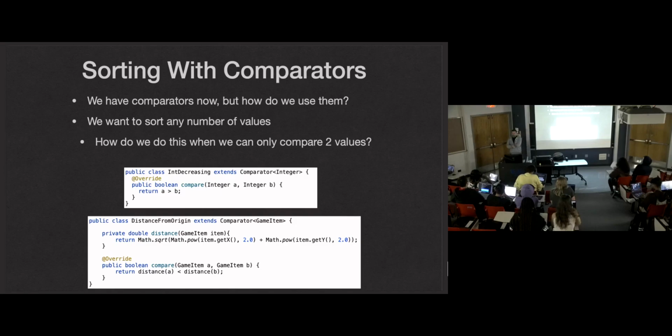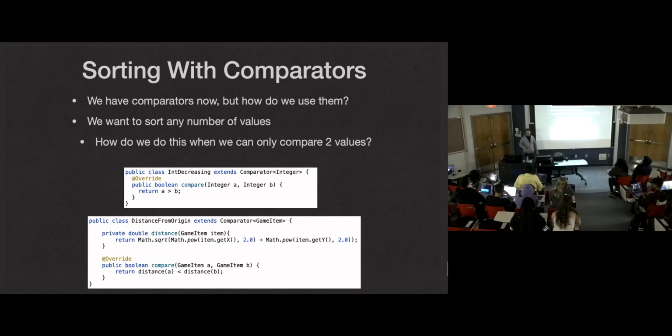Okay, so we can compare two values. Go us, good job, right? But how do we use this to actually sort? I got an array list of 1 million elements, and I want to sort them. And the tool that I'm given is a comparator that can compare two things. What do I do? And the short answer is we're going to call the comparator a whole bunch of times.